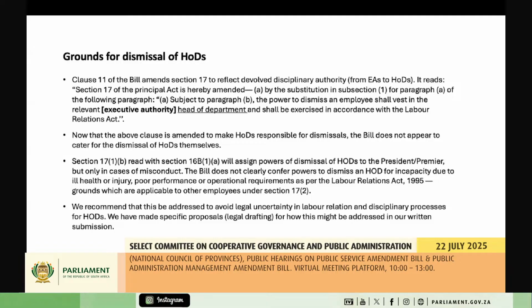Clause 11 of the bill amends Section 17 to devolve responsibility for discipline from the executive authority to the HOD, and I've inserted the wording over there. Now that clause has been amended, the bill doesn't appear to cater for the dismissal of HODs themselves. So if you read Section 17(1)(b) with Section 16(b)(1), the power to dismiss HODs is assigned to the President or the Premier, for national and provincial respectively, but only for cases of misconduct.